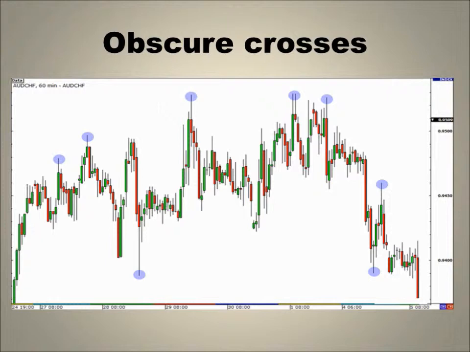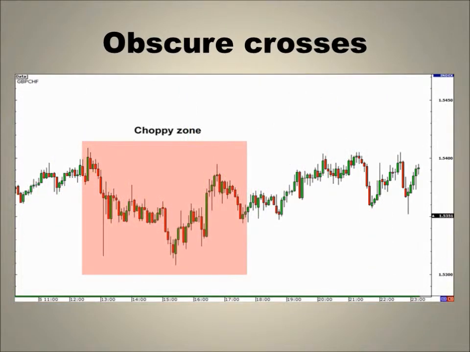Many investors, when they see a chart like this, will just stay away from it completely because it's very unstable and there's really no way of determining which direction to go in this market. So it is recommended for new investors to stay away from obscure crosses. Look for smoother charts to go with.